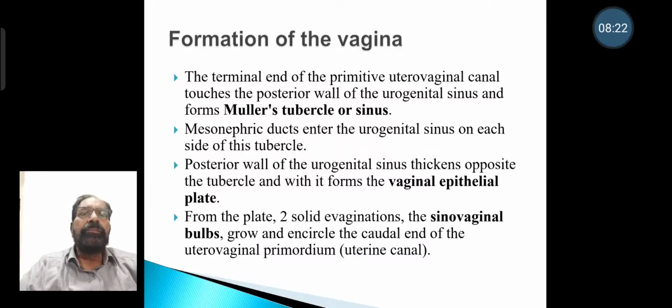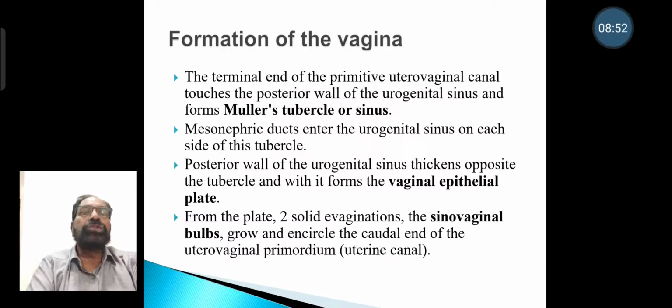Formation of the vagina. The terminal end of the primitive uterovaginal canal touches the posterior wall of the urogenital sinus and forms the Müllerian tubercle or sinus. Mesonephric ducts enter the urogenital sinus on each side of the tubercle. The posterior wall of the urogenital sinus thickens opposite the tubercle and with it forms the vaginal epithelial plate.